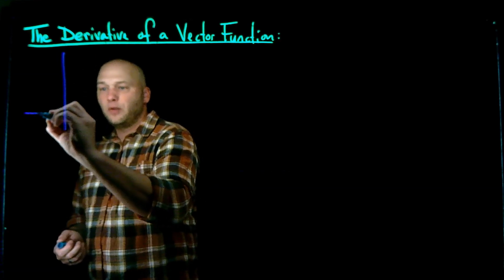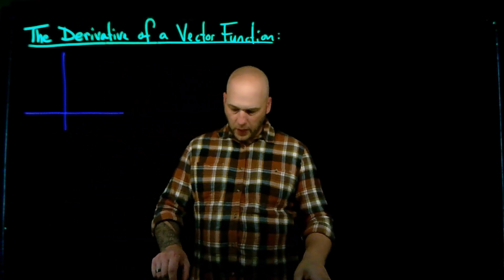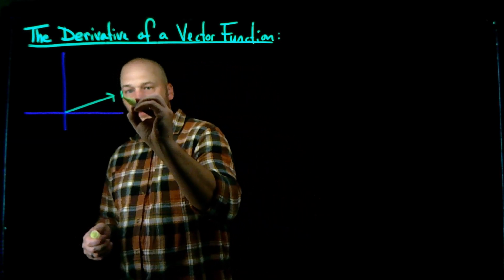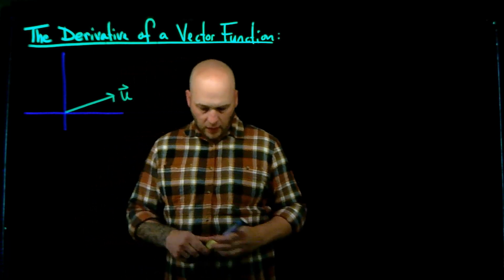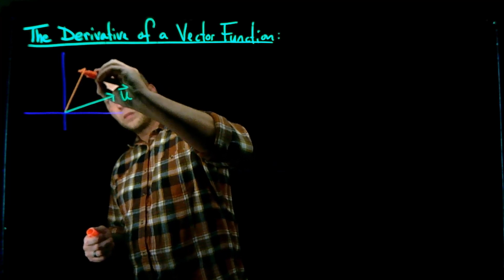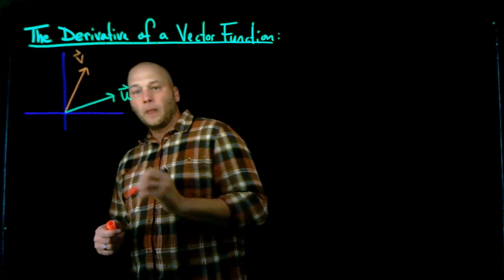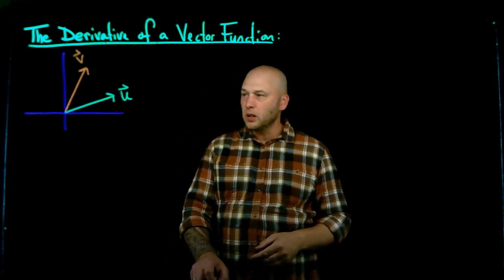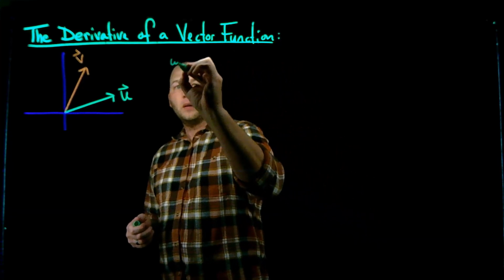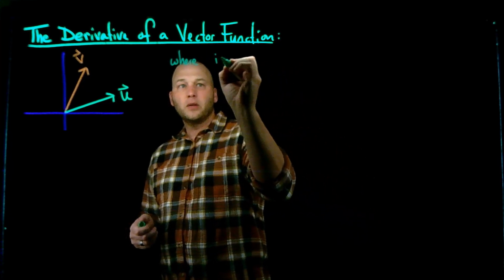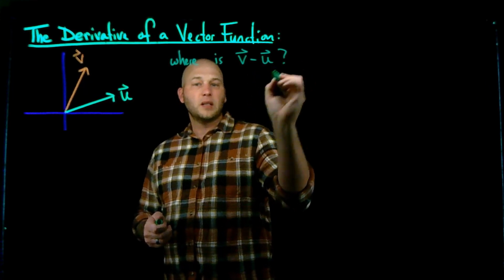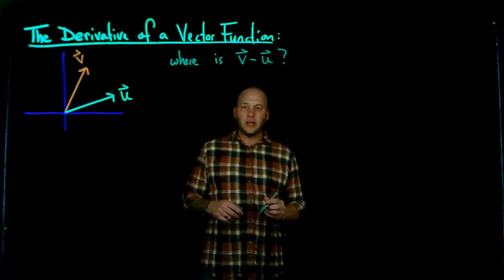So let's say I've got two vectors in two space here. Here's the vector, let's say u. And then let's say I've got a vector v. What I want to do is see what the relationship v minus u looks like. Where is v minus u? What does the sketch of v minus u look like? How is it related to those two?